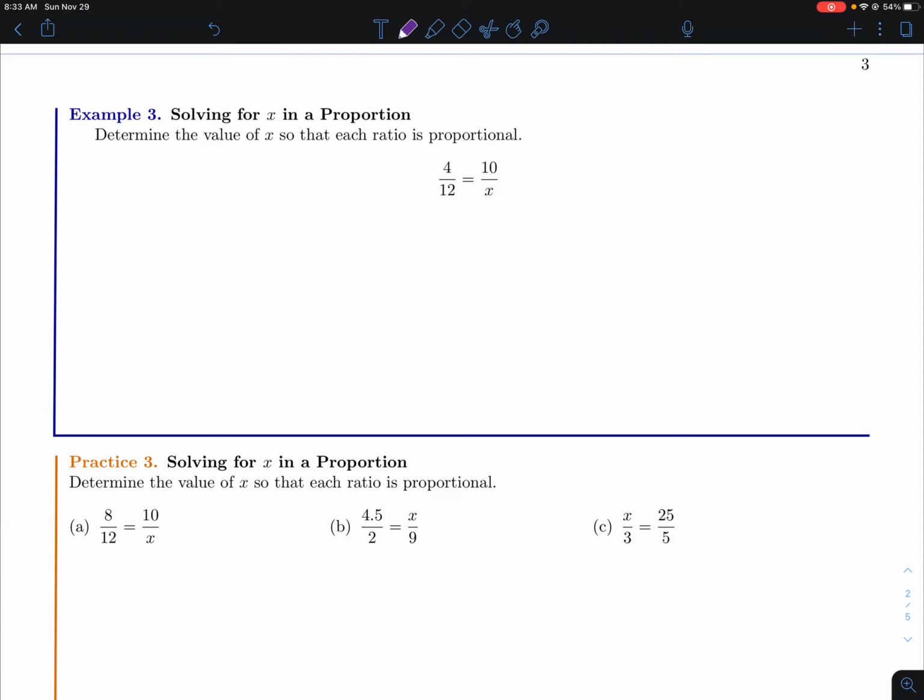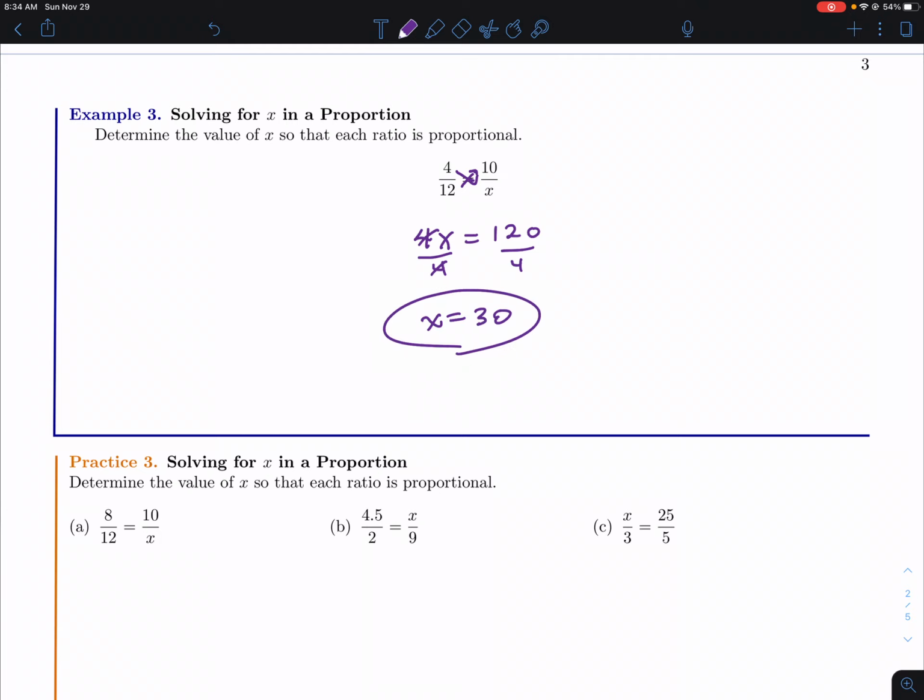All right, hopefully everybody did a good job comparing to see whether they're proportional or not. Solving for x is exactly the same thing. First we cross multiply these equations, so 4x equals 120. That turns into a nice one-step equation where we want to solve for x. To get x by itself, we divide both sides by 4.